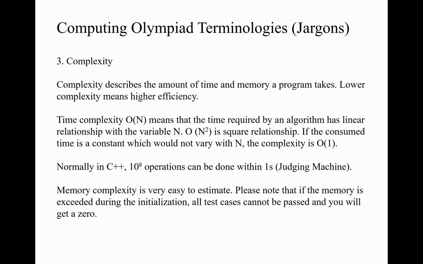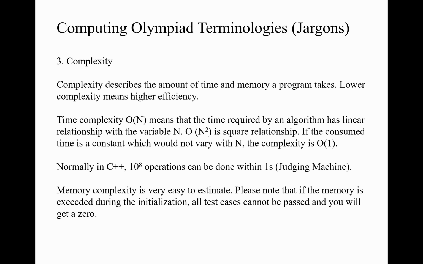If the complexity is way too high, you'll get the memory or time limit exceeded. And time complexities, for example, O(n) means that the time required by an algorithm has a linear relationship with the variable n. It may be n, maybe 2n or 0.1n, that are all O(n), because when n is large, we don't care about the coefficients, the constants.